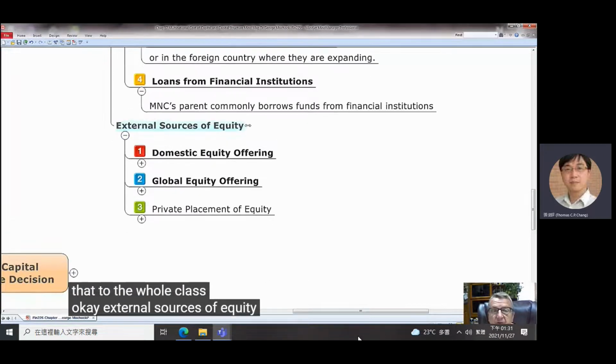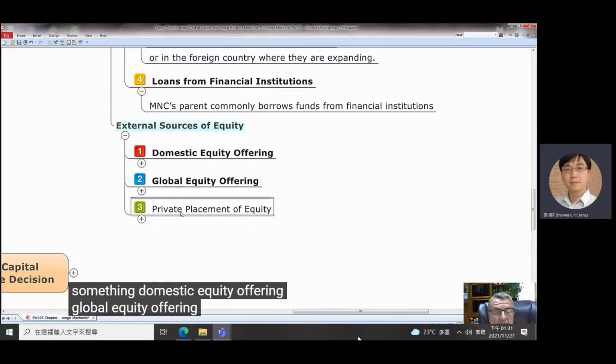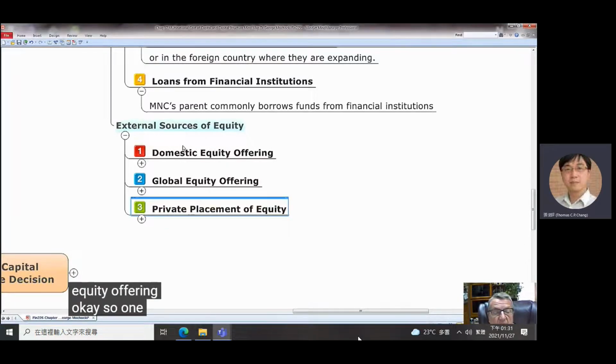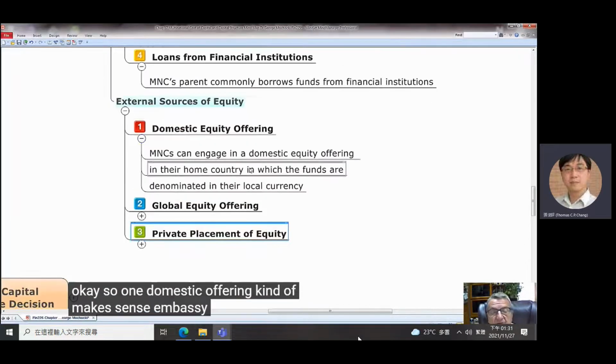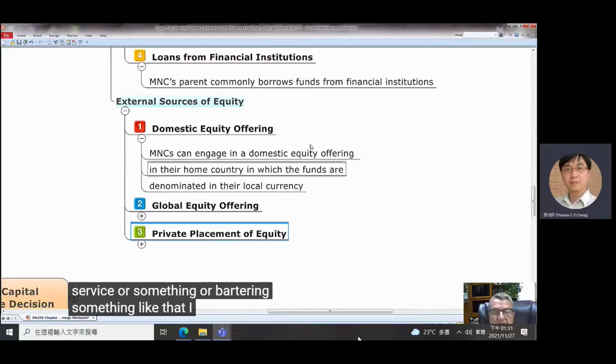Okay, external sources of equity. Now, equity is basically, I'm selling something. Domestic equity offering, global equity offering, and private equity offerings. Okay? So, one, domestic offering kind of makes sense. An MNC can engage in domestic equity offering, which funds are denominated in local currencies. I could sell stocks. I do something domestically, and it's not a loan. It's something I'm doing, like a service, or bartering something I could offer within the domestic market, okay, in their home country.